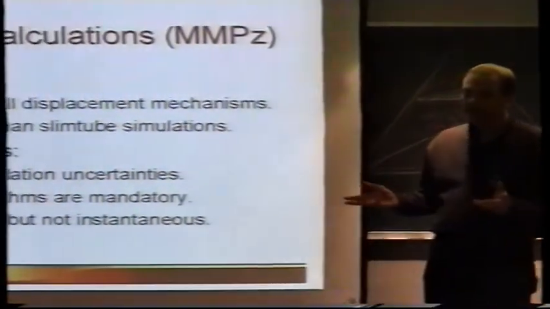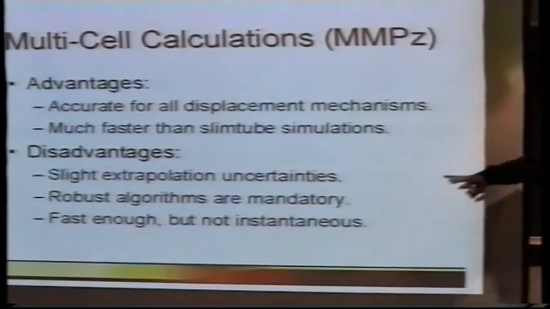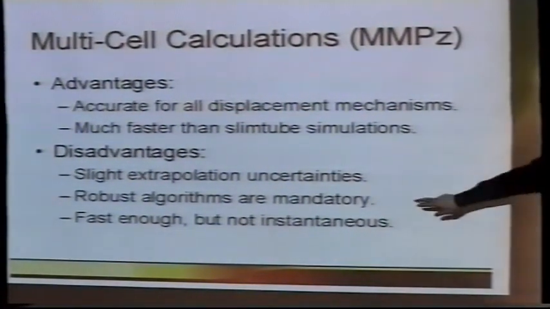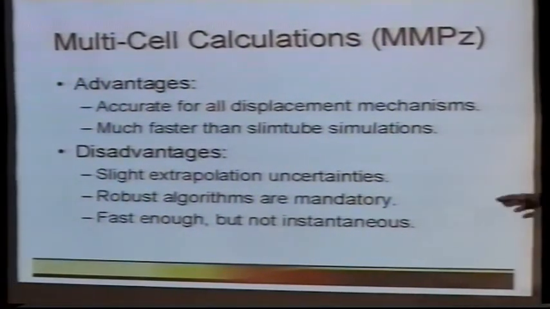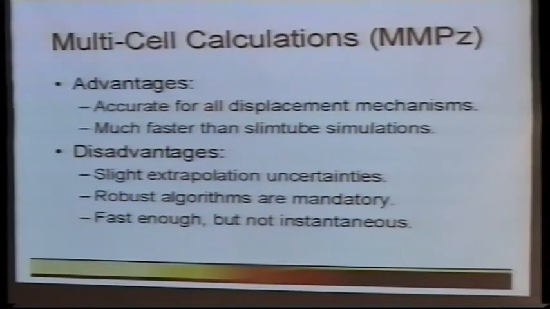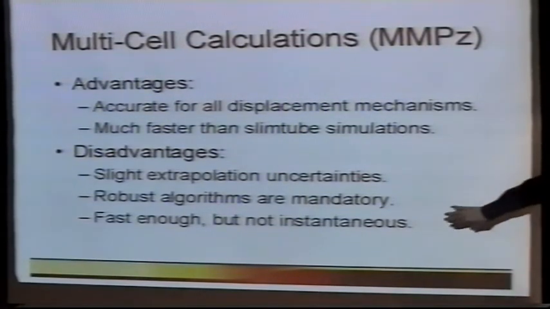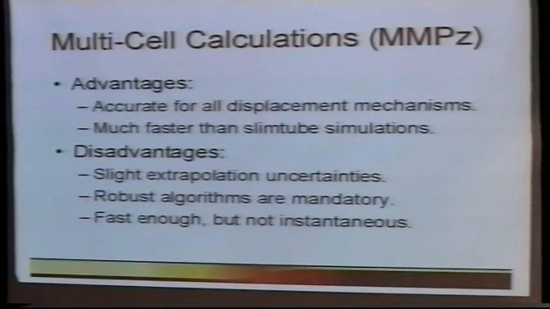If the algorithms fail completely near the critical point, then you lose the solution entirely. So you need robust algorithms, and it could take a considerable amount of time to program this method up and get it right. And the final disadvantage is that it's not instantaneous. We'd all like instantaneous answers, and this is fast, but it's not instantaneous. So until I can work out that little kink, it's not perfect.